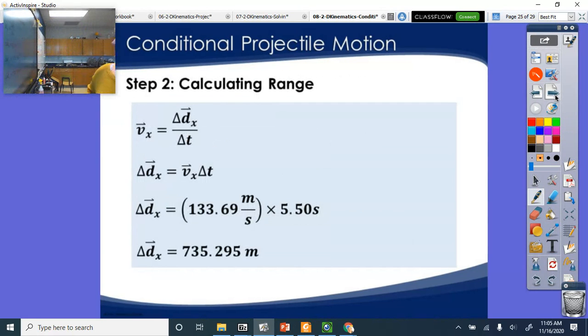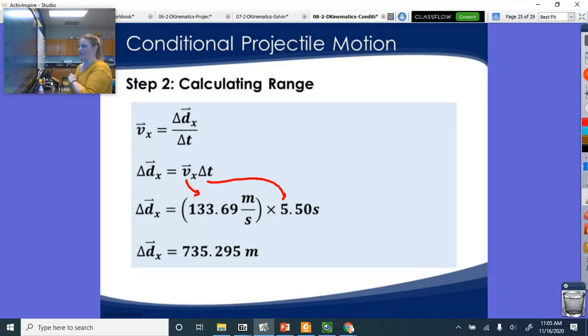So my velocity in the x equals my displacement in the x over my total change in time. I plug in what I know after rearranging it. I know it's going to take 5.5 seconds. And I'm heading at 133.69 meters per second. So I'm going 735.259 meters in the x direction.